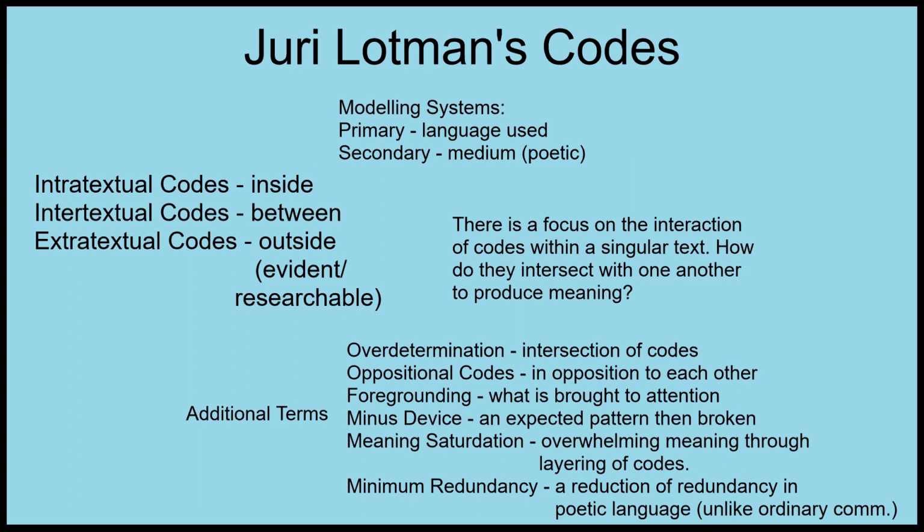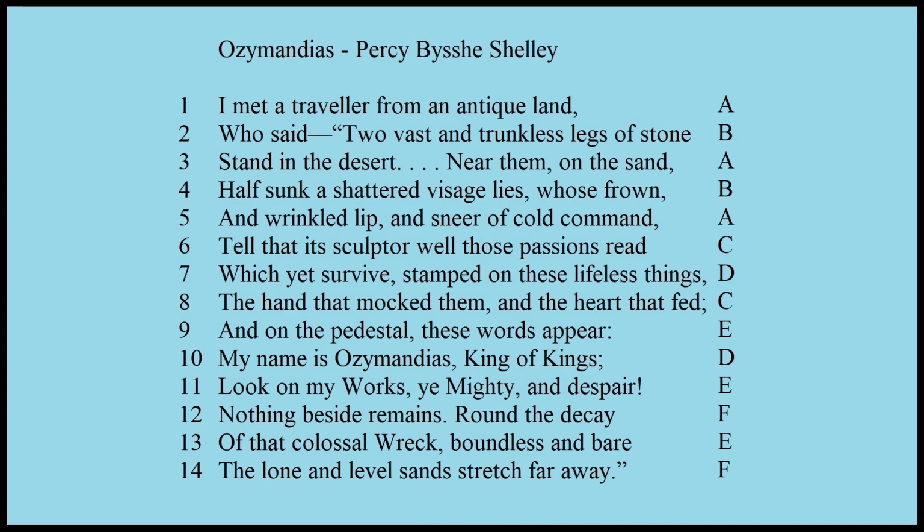All right, now, let us look at a poem. I've chosen a poem that I know quite well because I'm lazy, and that is Ozymandias by Percy Shelley. Now, this is a great poem. I like this poem. So, we're going to look at this in terms of some of those different codes. I'm not going to write the things on here. I'm basically just going to show the poem.